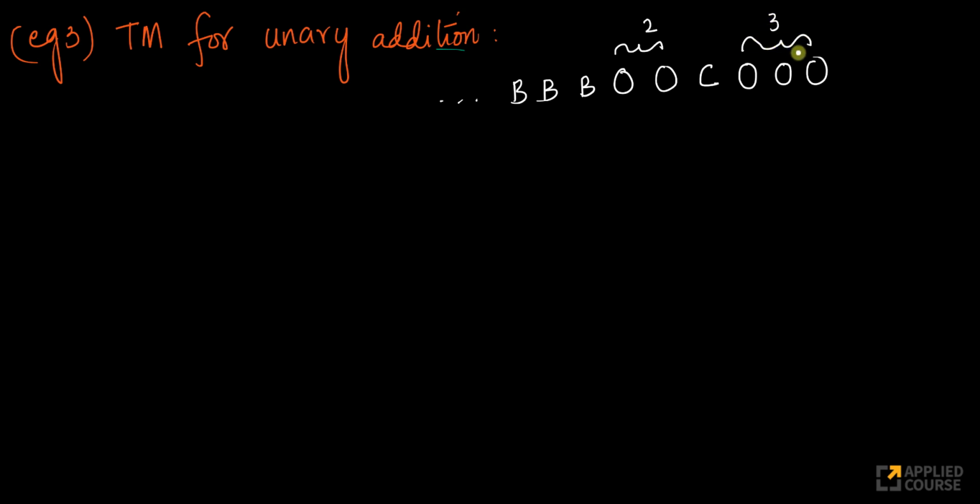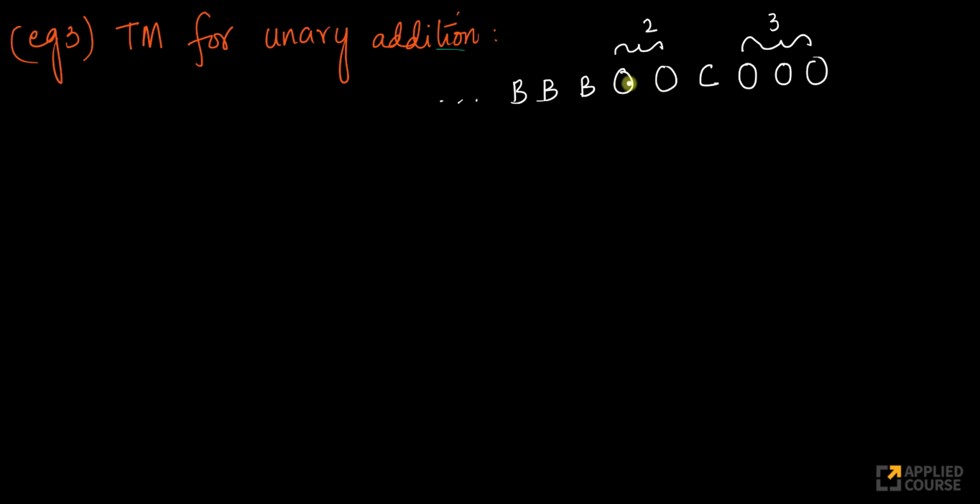Here I have unary addition, which means I have two unary numbers and I want to add them. How can I input that? Look at this, I can input it like this. I have two zeros followed by a special symbol C, which you can think of as a separator. So this represents 2, and I have blanks here. I have a C, then I have zeros here. So this represents unary 3. This represents unary 2.